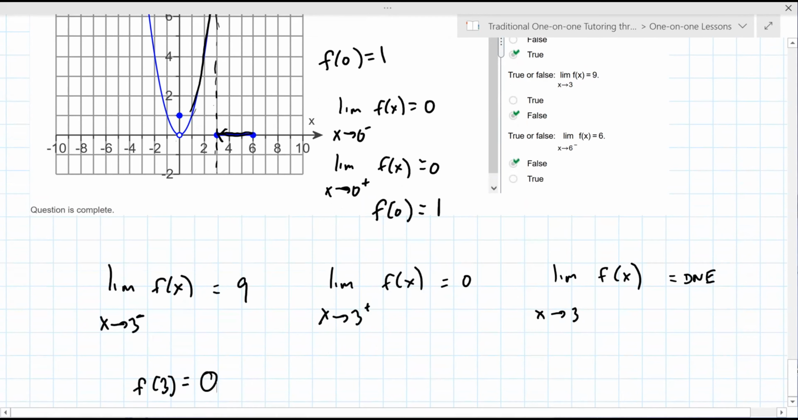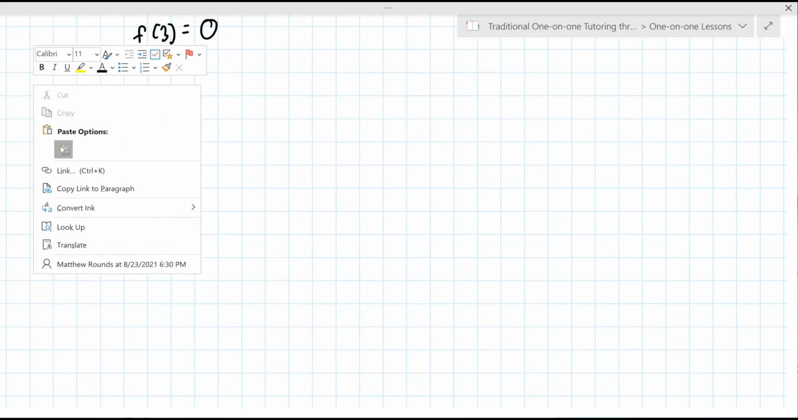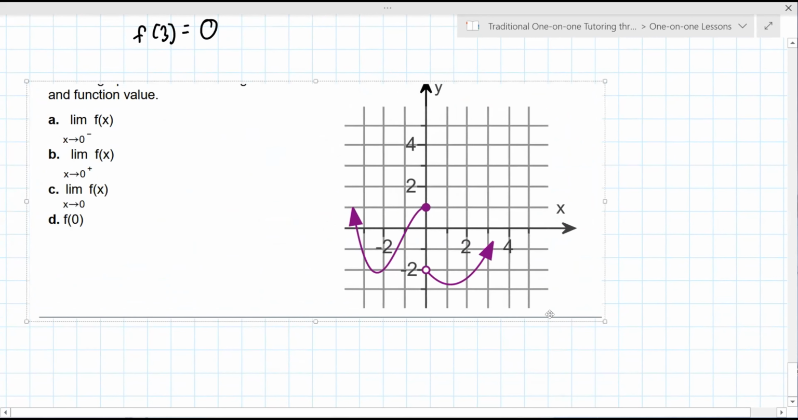Yeah, so let's see if we have another question here to look at. Yeah, this is a good one. Let me increase the graph here. All right, so letter A says the limit as x approaches 0 from the left. So this is x equals 0 right along here. And from the left means I traverse the curve, I drive from the left, heading east. So what is the y value that it approaches?